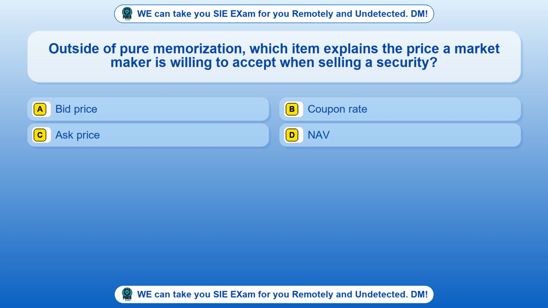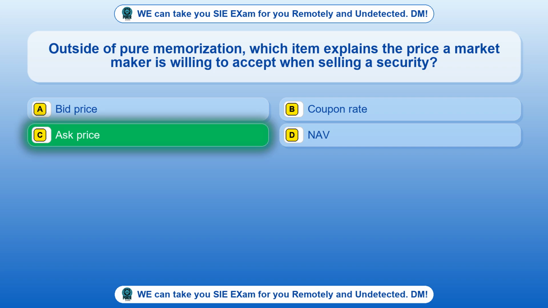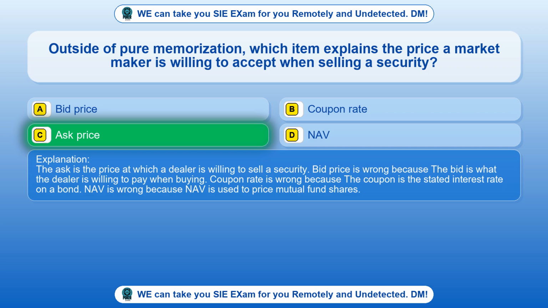Question 39. Outside of pure memorization, which item explains the price a market maker is willing to accept when selling a security? Option A, bid price. Option B, coupon rate. Option C, ask price. Option D, NAV. The correct answer is option C, ask price. The ask is the price at which a dealer is willing to sell a security.